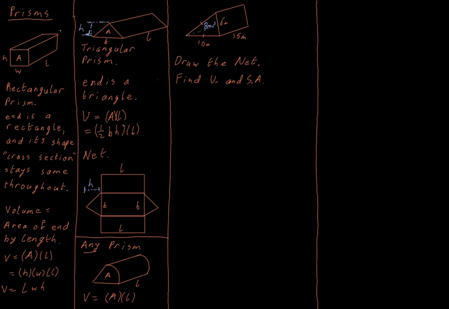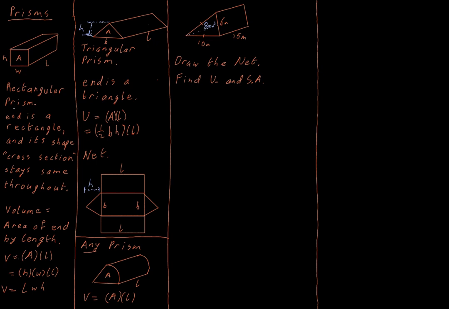Hello. Now we are going to look at prisms. And a prism is a type of shape that has the same cross section all the way through its length. So what does cross section mean? Well, let's take this block here as an example.